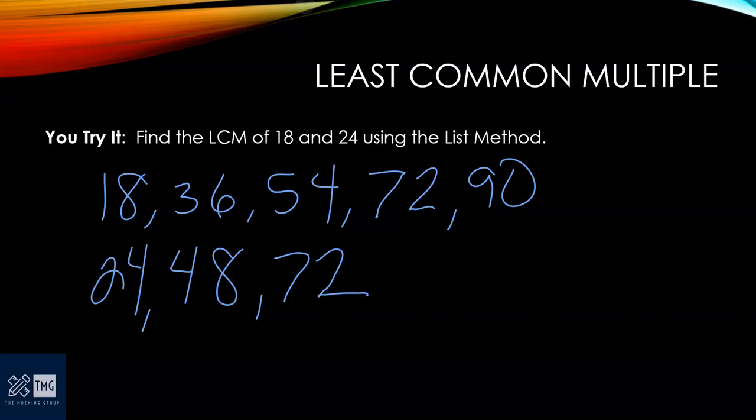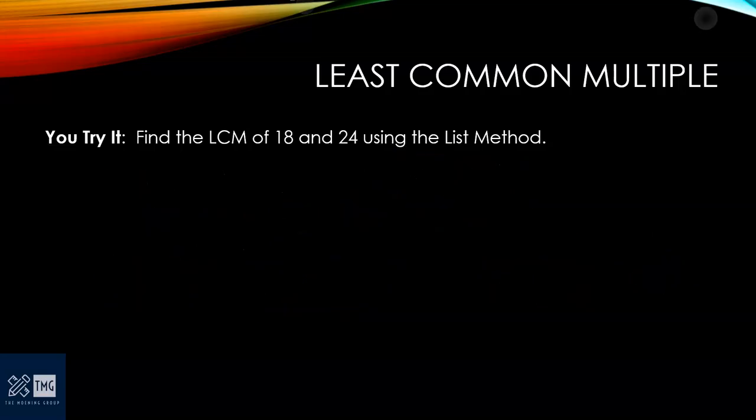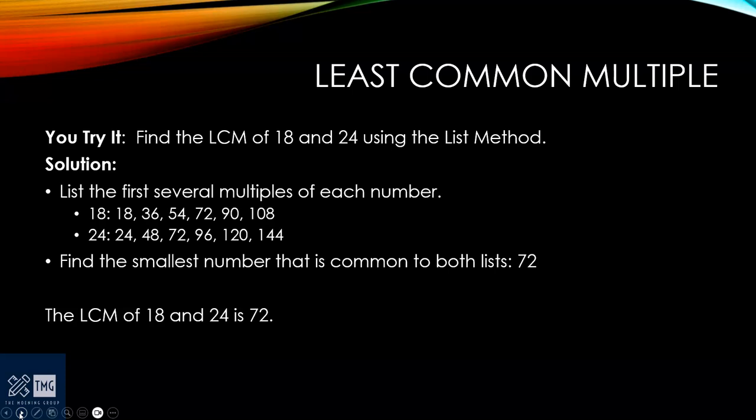Oftentimes, as I'm doing the second number, and I always do the small one first, bigger number second, I can look and say, ooh, I can stop at 72 because there we go. So I know my least common multiple of 18 and 24 is 72. If I go through this here, we can look through and it's easy to see that the lists are there.